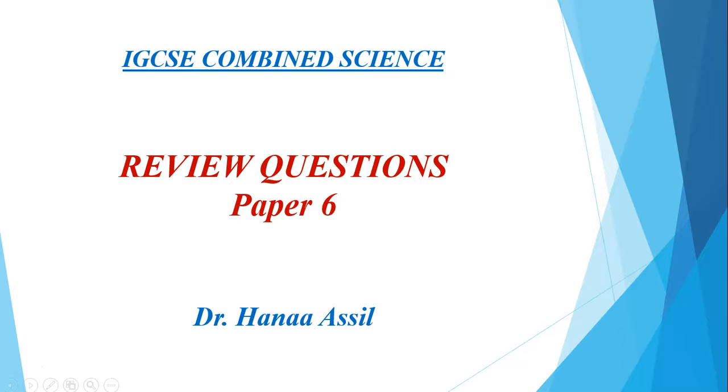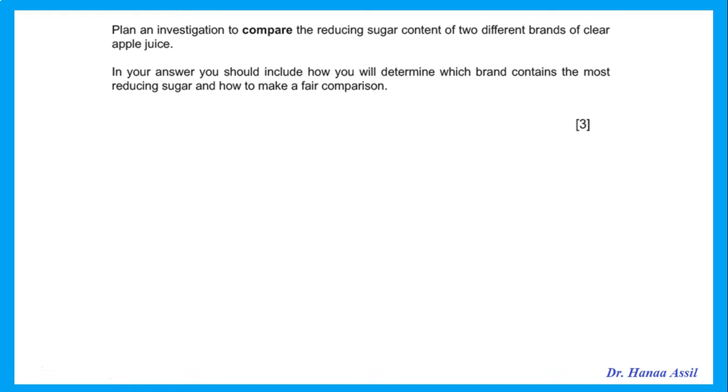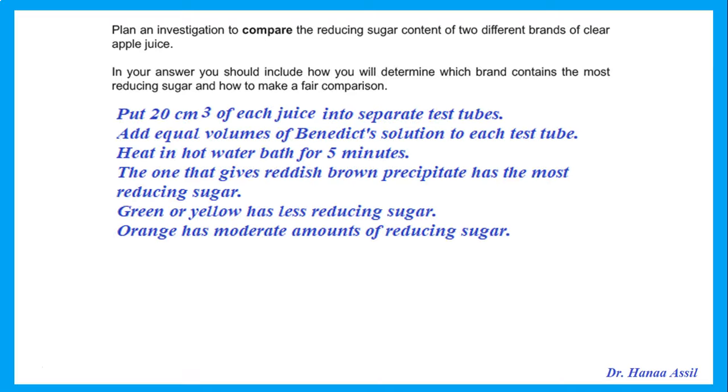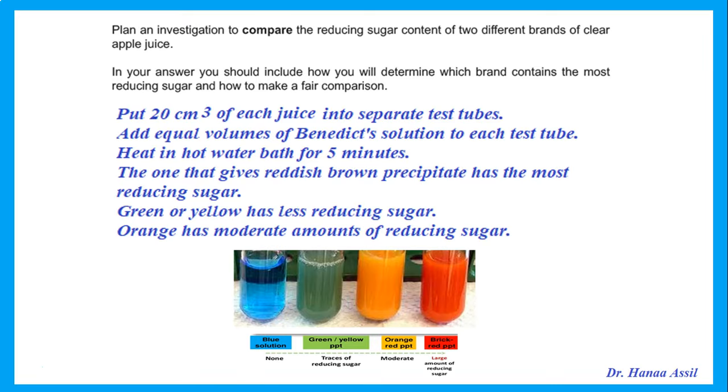So let's take a look at some of the questions. One of the questions that we get is to plan an investigation. So this, for example, is an easy one where it says plan an investigation to compare the reducing sugar content of two different brands of apple juice. In your answer, you should include how you will determine which brand contains the most reducing sugar and how to make a fair comparison. So, this is how you test for reducing sugar.